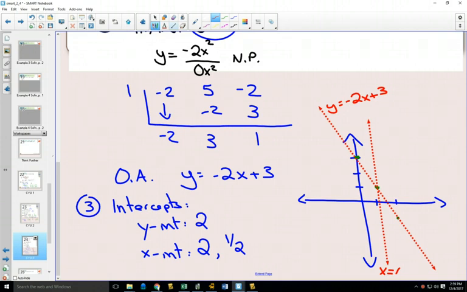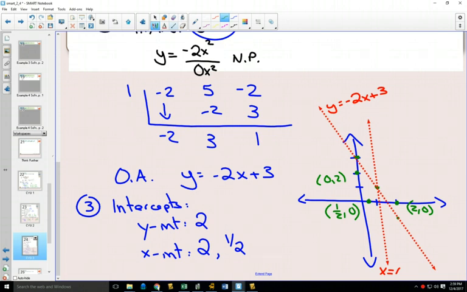Our y-intercept is at 2, so we know that it goes through this point, 0, 2. Our x-intercept is at 1/2, so we've got 1/2, 0, and at 2, so we've got 2, 0. Our vertical asymptote separates our domain into two sections on this graph. Horizontal asymptotes and oblique asymptotes don't break up the domain. Do we have points left of x equals 1? Yes, we have 2 of them.